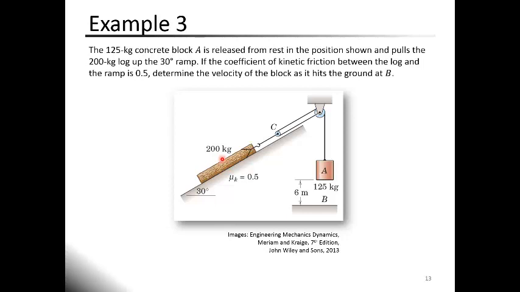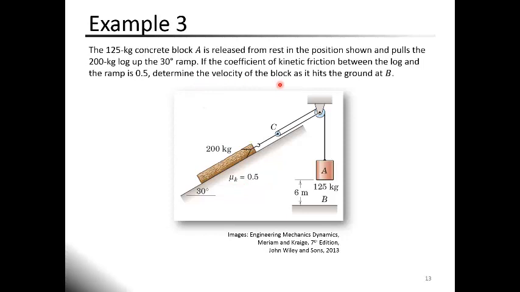It pulls the 200 kilogram log up the 30 degrees ramp. So this ramp is 30 degrees to the horizontal. If the coefficient of kinetic friction between the log and the ramp is 0.5, there is friction between the log and the surface here on the ramp. We call it kinetic friction because it's moving, not static, during the motion. The coefficient of friction is 0.5.